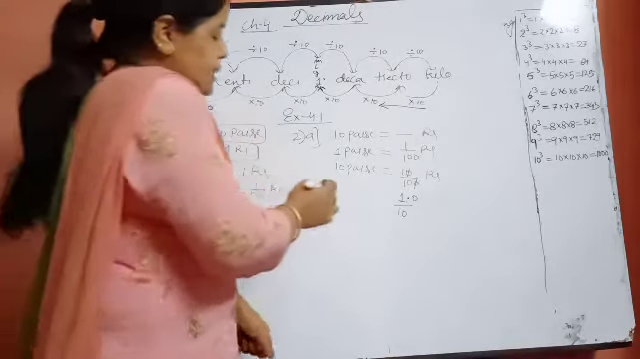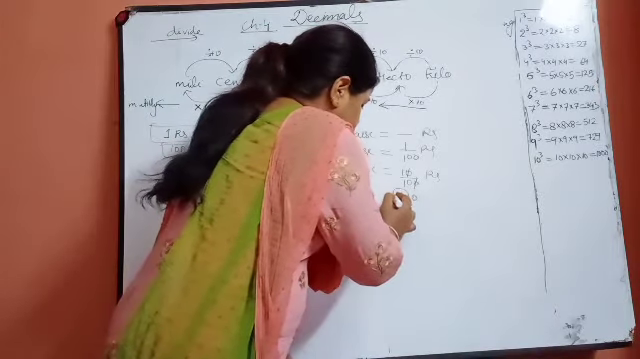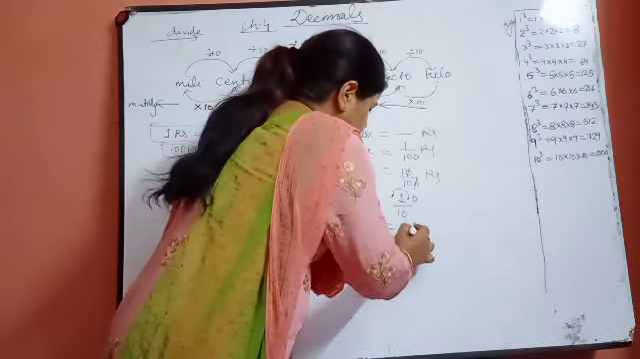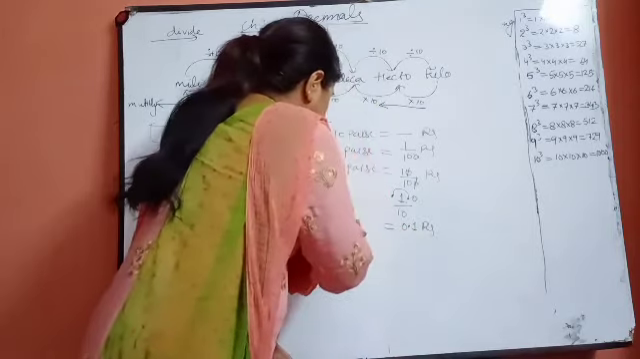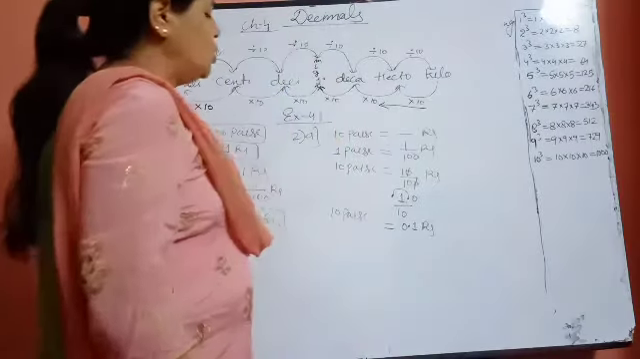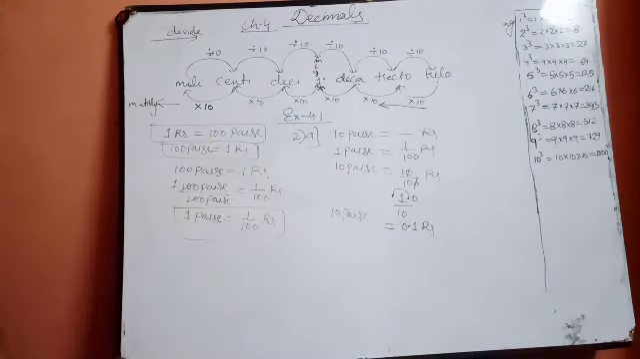Okay, now you can see that 1 upon 10 means it will be shifted from here to here. So what will it become? 0.1. And what will come further? Rupees. 10 pies is equal to 0.1 rupees. It will be its value.